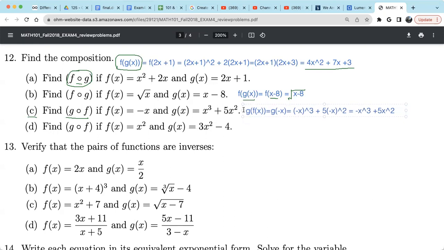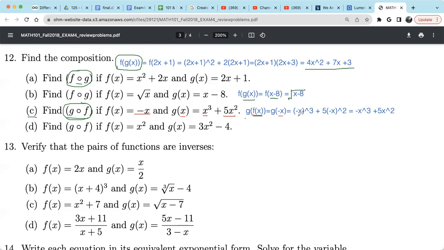Okay, let's see. So g composed with f. This notation means g takes f of x as input. Let me change my color. G takes f as input. What is f? F is negative x. So that means g takes negative x as input. How is g defined? G defined as raise the input by 3, then plus 5 times the input square.